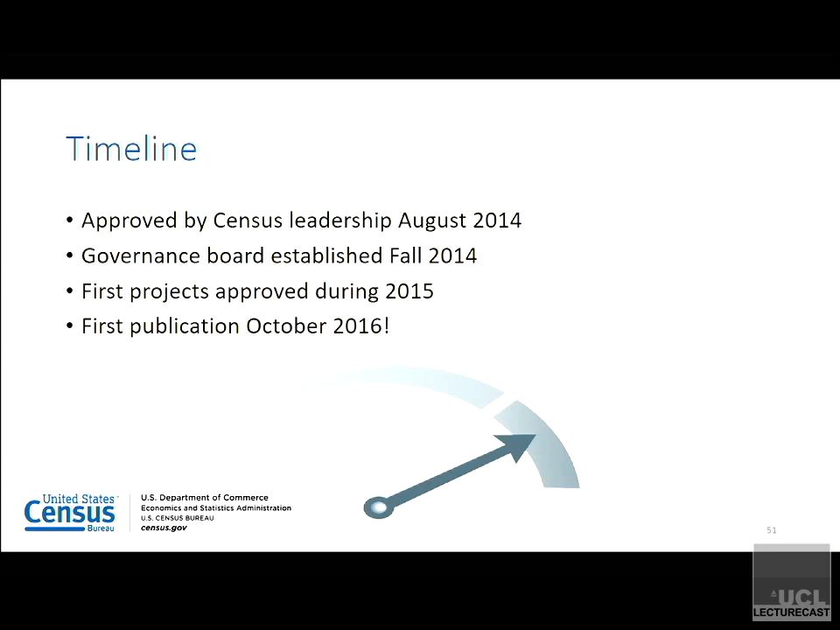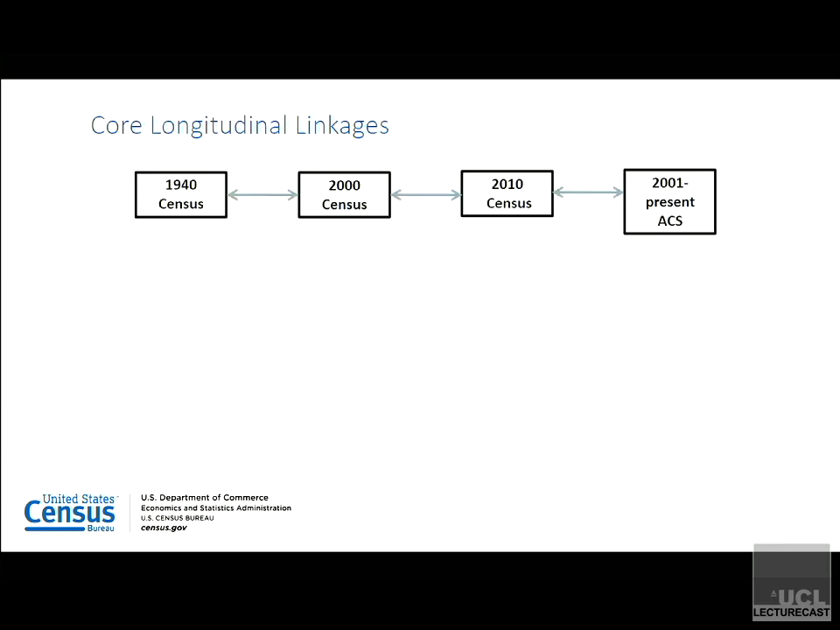Census approved it in 2014. Right away, there's a governance board that runs it. Our first projects were approved in early 2015, and there were publications out by 2016. So people are clamoring to get this data in the U.S. I get probably an email a week, or every other week, asking for it.